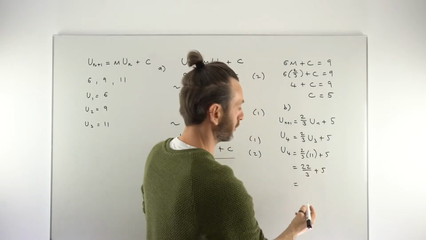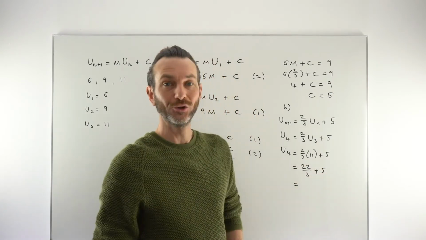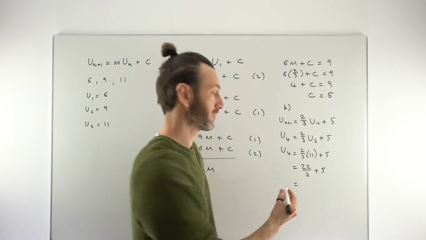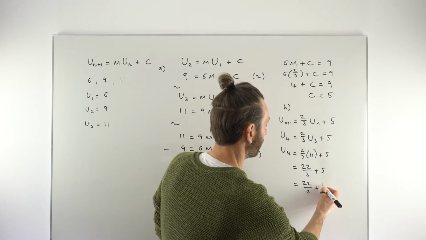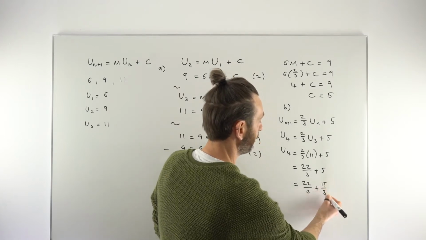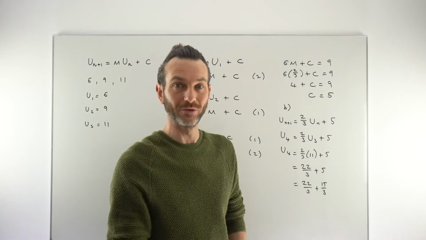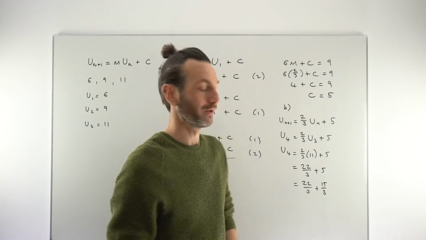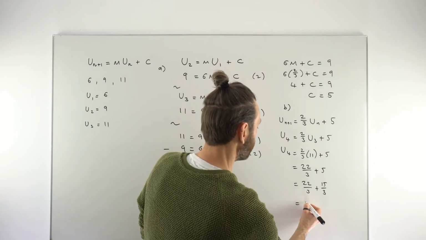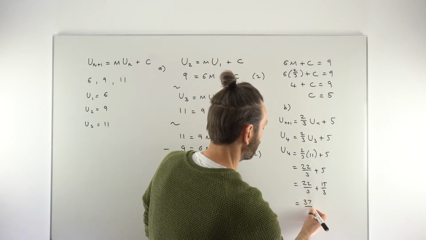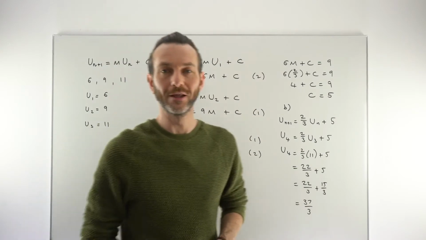A little bit of work here to do, so we want to make that 5 into a fraction. It's got the same denominator as the other fraction. So the 22 over 3 we're just going to leave. The 5 we're going to write as 15 over 3. 15 divided by 3 and 5 are the same thing, just written in a different way, but the important thing is these have now got a common denominator. We can go ahead and add those together to get 37 over 3, and that's the end of that problem.